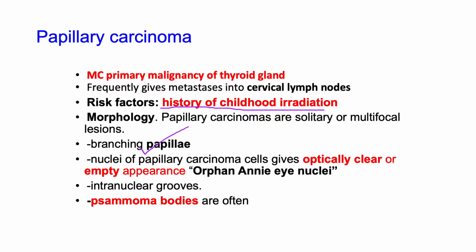So the nuclear features are enlarged, clear nuclei, that is known as Orphan Annie eye nuclei. Intranuclear grooves are seen in many of the cells usually. Psammoma bodies are seen in many of the cases. And these papillary carcinomas frequently do metastasize to cervical lymph nodes.